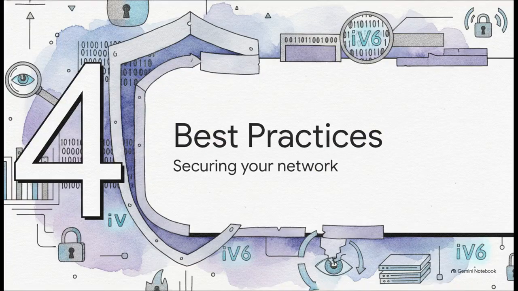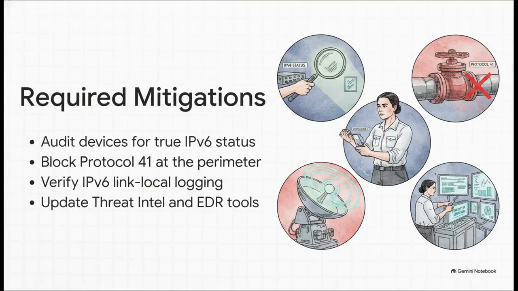So how do we actually fix this massive visibility gap? That brings us to our final section, mitigations and best practices. Here is your critical action list from the 10th and final chapter. You need to implement these right away.